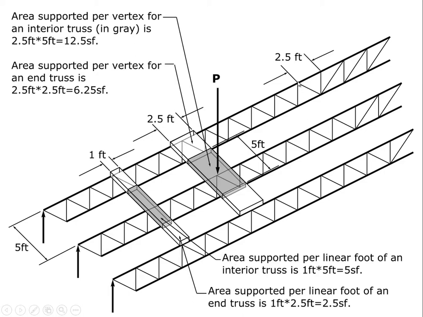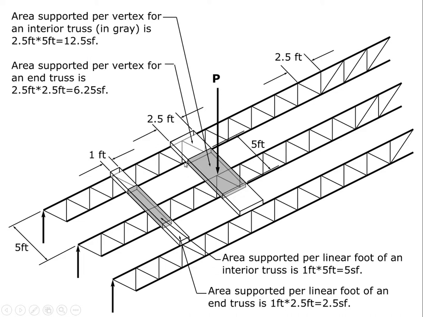Now, if we're told that the vertex spacing along the truss is 2.5 feet, then any given vertex, such as this one, supports halfway to the next vertex and halfway to the next vertex in the opposite direction. Or in other words, it supports a width of 2.5 feet in that direction. So the total floor area that's associated with this interior vertex is 2.5 feet times 5 feet. So we see that calculation up here where it says area supported per vertex for interior truss, and that's this gray shaded area here, is 2.5 feet times 5 feet, or in other words, 12.5 square feet altogether.